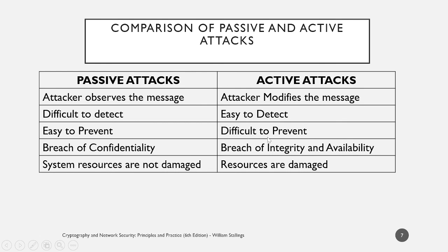In a passive attack, there is a breach of message confidentiality because the attacker or a third person is able to understand the messages or the traffic of the message. In an active attack, there is a breach of integrity and availability. So the message sent by the sender may not reach the recipient as it was actually sent, or the data may not be available to the recipient. And the final comparison is about the system resources. In a passive attack, the system resources are not damaged, whereas in active attacks, the resources are damaged.